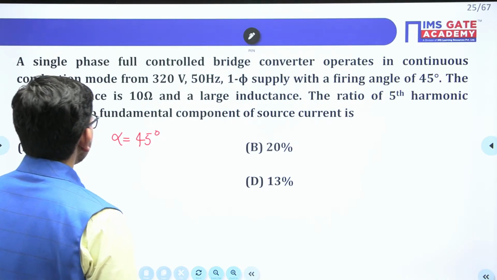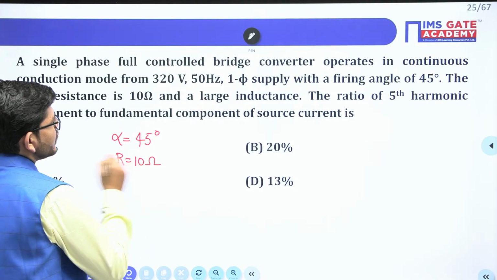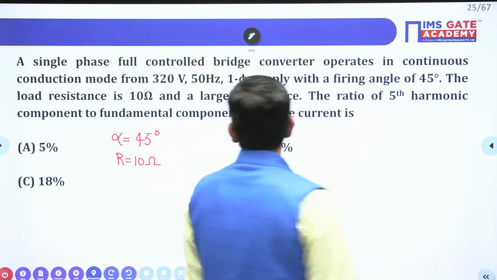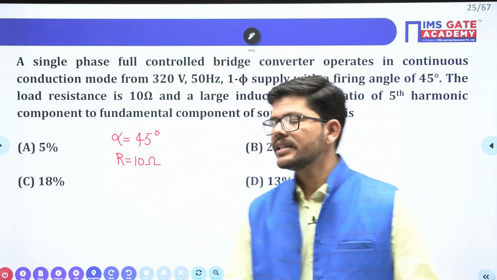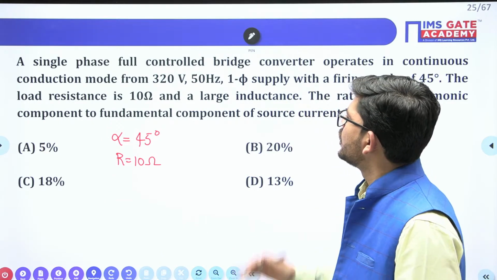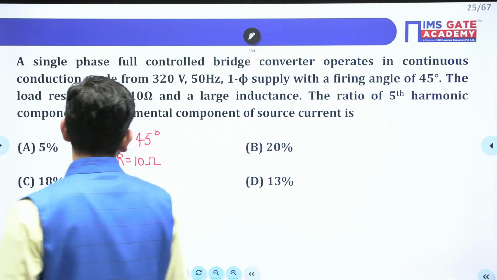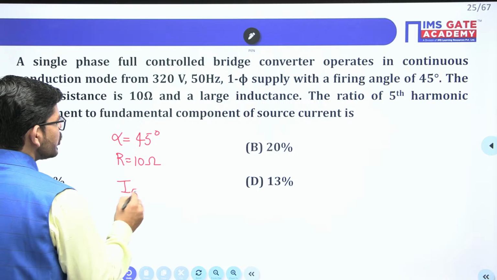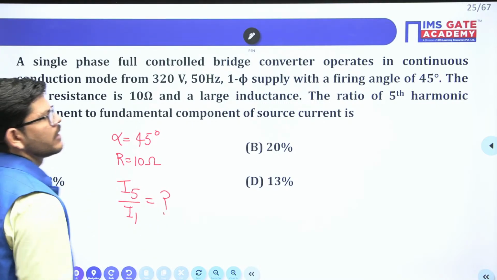The load resistance is 10 ohm. So guys, the load resistance is also given and it is 10 ohm, and a large inductance. So the load is having a large inductance as well. The ratio of fifth harmonic component to the fundamental component of source current. We have to find the ratio of I fifth to I1. What will be that?